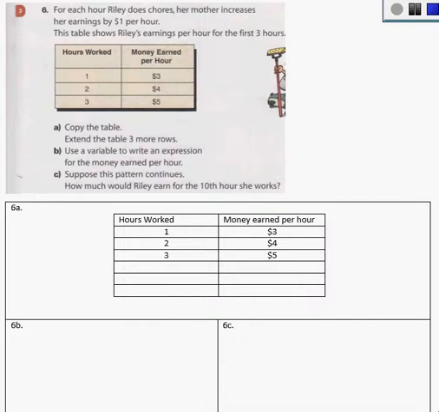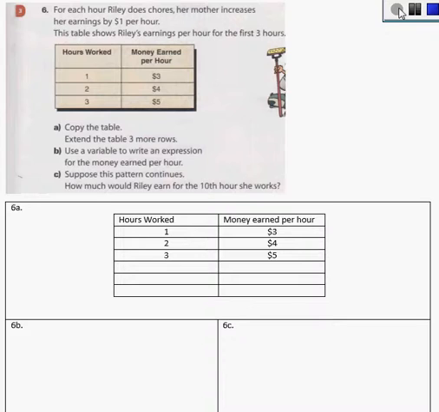Alright, I've got a girl named Riley here. For each hour Riley does chores, her mother increases her earnings by $1 per hour. This table shows Riley's earnings per hour. It shows her earnings per hour for the first 3 hours.